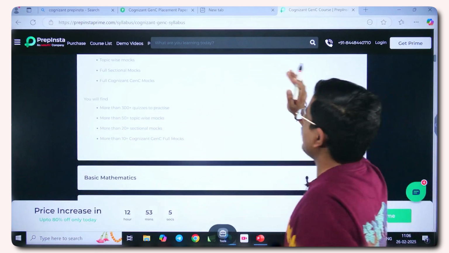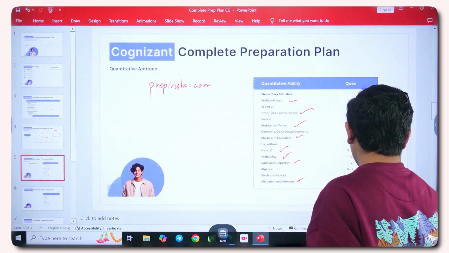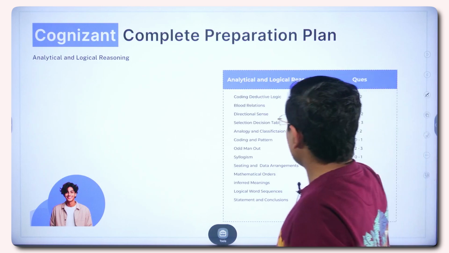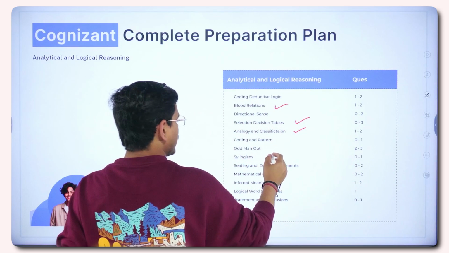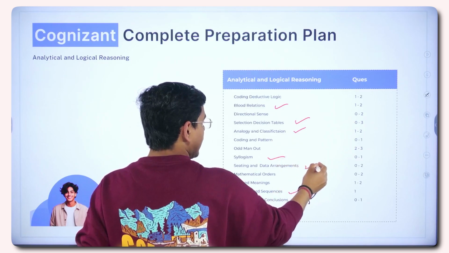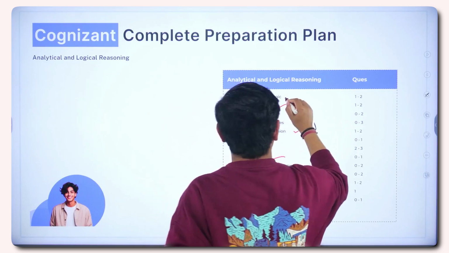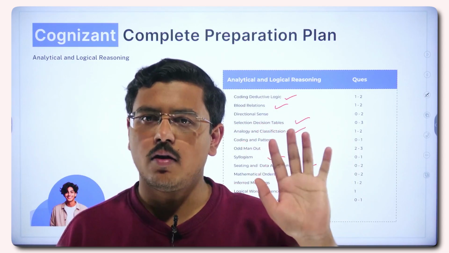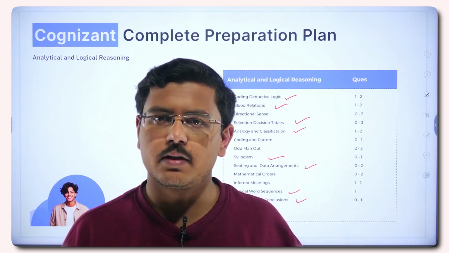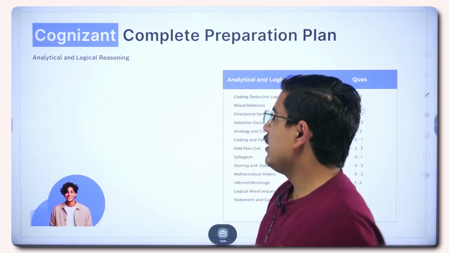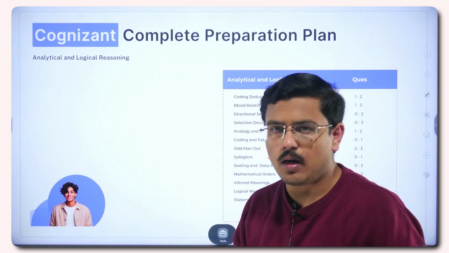One thing. Now, apart from this, when I move ahead to logical and analytical reasoning, here are selection decision tables, blood relations, analogy classification, syllogism, logical word sequences, statement conclusions, seating and data arrangements, which are very important. Sometimes coding and deductive logic is asked. For this also, the preparation strategy is the same. You go there and prepare on prepinsta.com or on Prepinsta Prime.